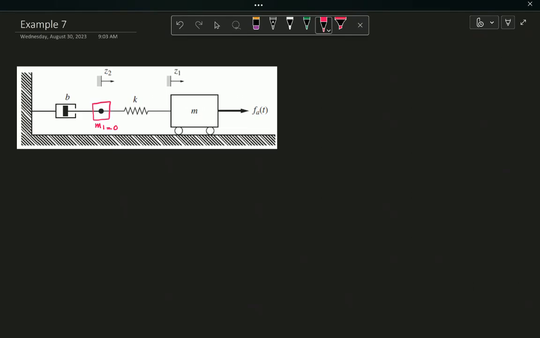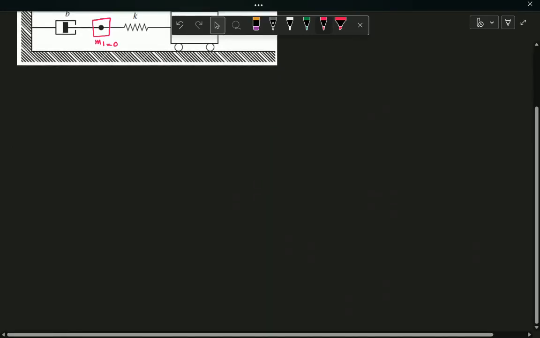So the four-step approach would be exactly the same. The only thing that's going to change is at the end, when you write down the equation of motion, instead of m1, you just substitute 0. Let me start the four-step approach, and it's going to become a little bit more clear when we do the solution.